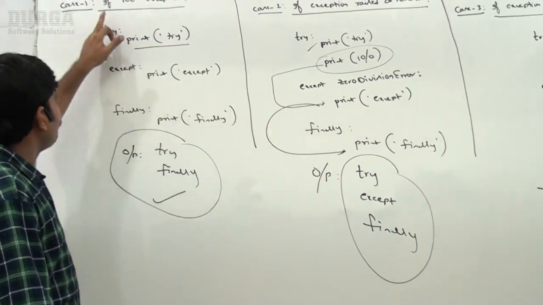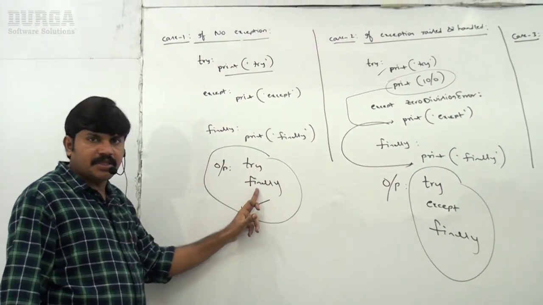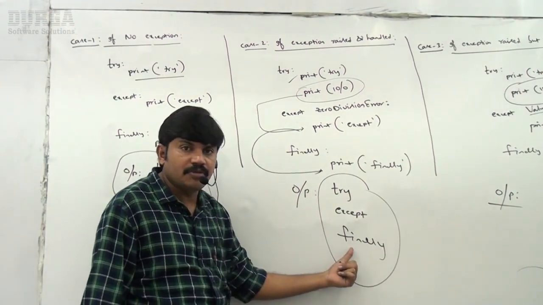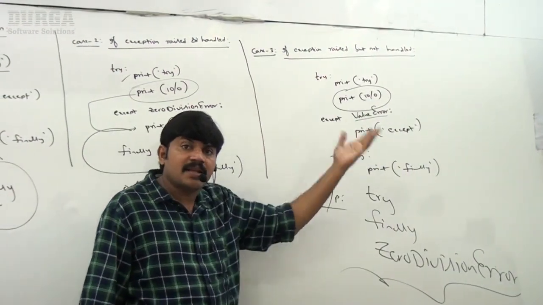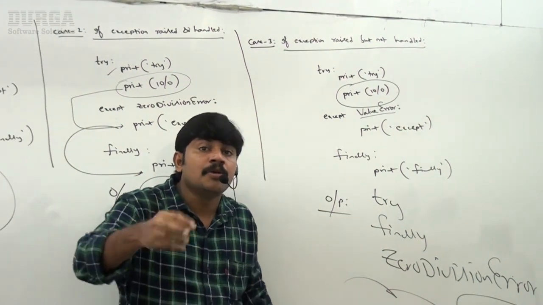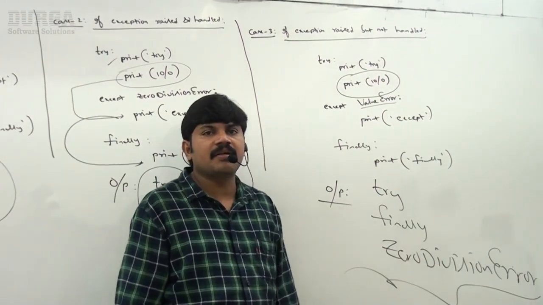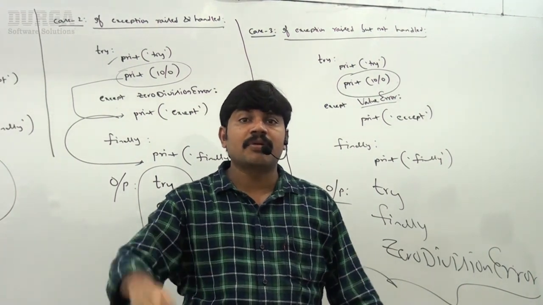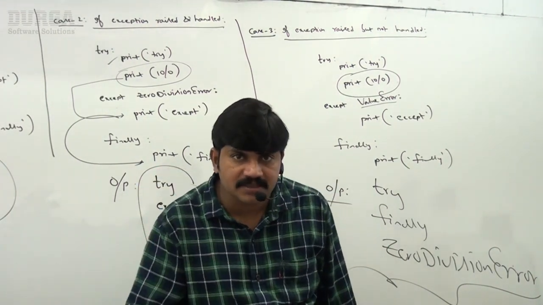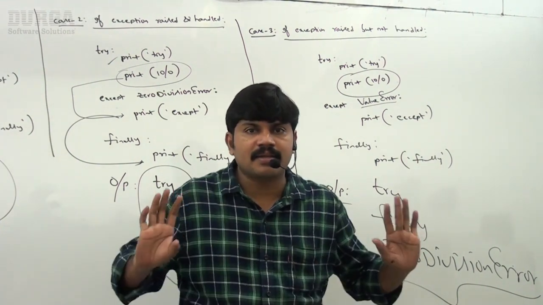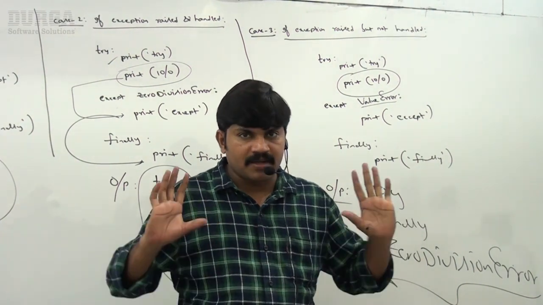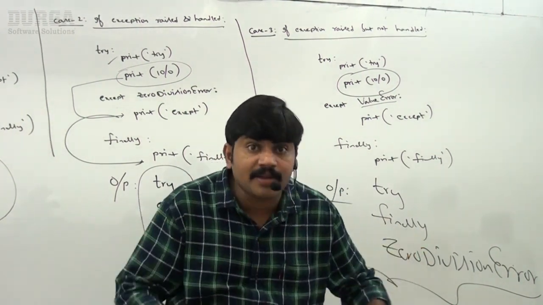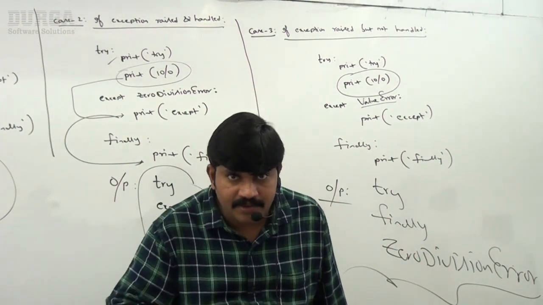Have you observed? If there is no exception, finally is executed. Next, if an exception is raised and handled, finally is executed. If an exception is raised but not handled, there is abnormal termination, but before abnormal termination finally got executed. So this is clear proof that finally is always going to execute, irrespective of whether the exception is raised or not, handled or not handled. That is the specialty of the finally block. Clear? Is any explanation required?